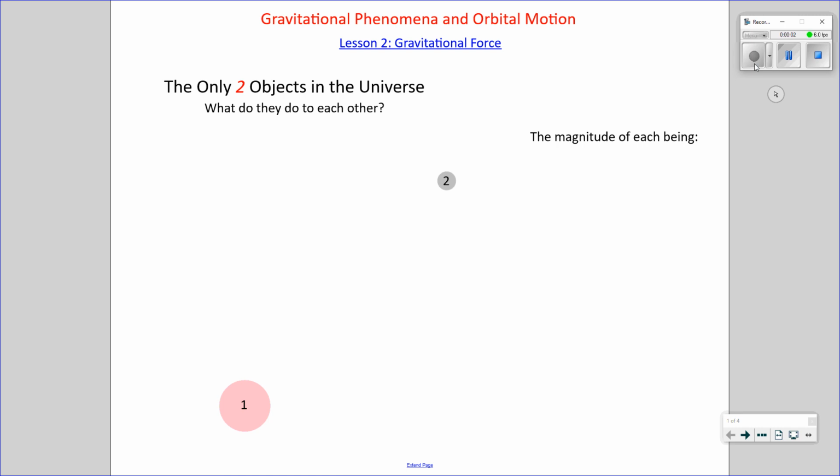Welcome to lesson 2 in our series on gravitational phenomena and orbital motion. And this one will focus on gravitational force.